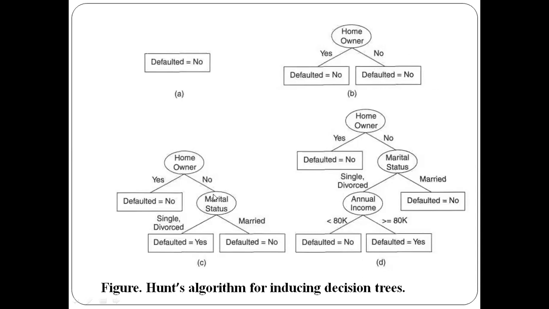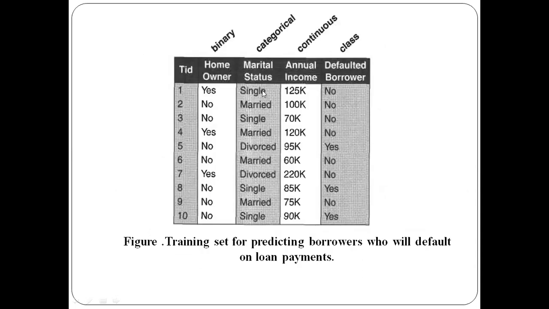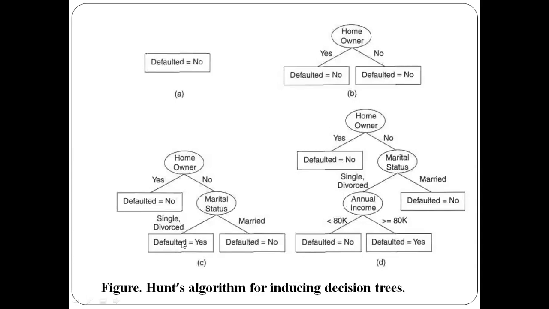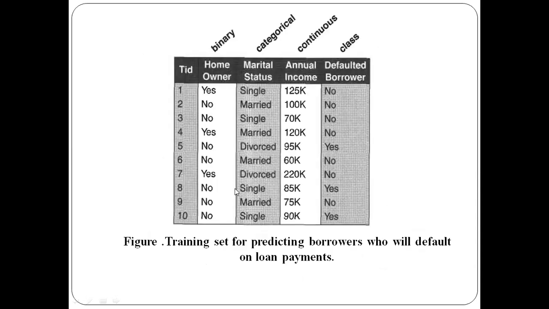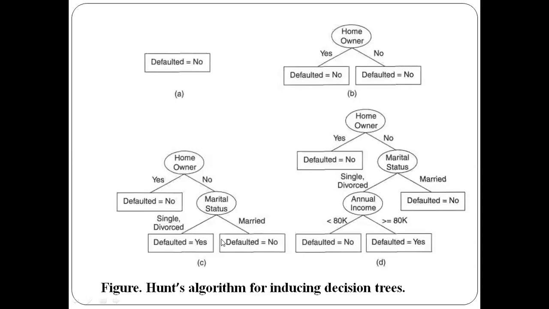So next we have checked the next test condition, that is marital status. For the people who are single and divorced, the majority class label that we have assigned is yes. So we have considered for single and divorced, defaulted is equal to yes. For the people who are married, the majority class is no, if you observe here, so defaulted is equal to no, we have considered.